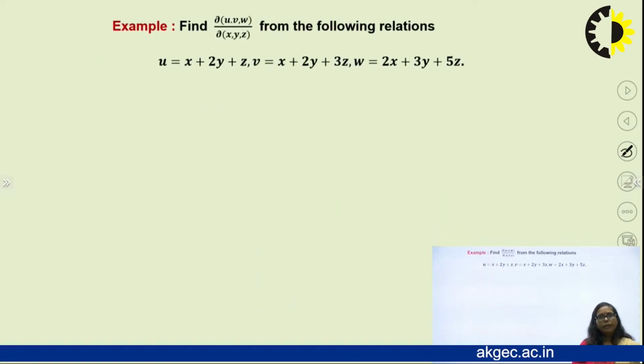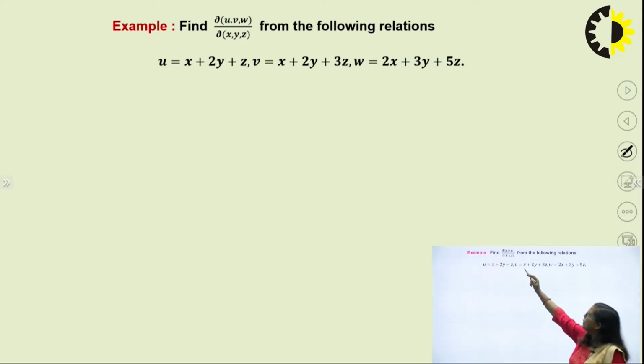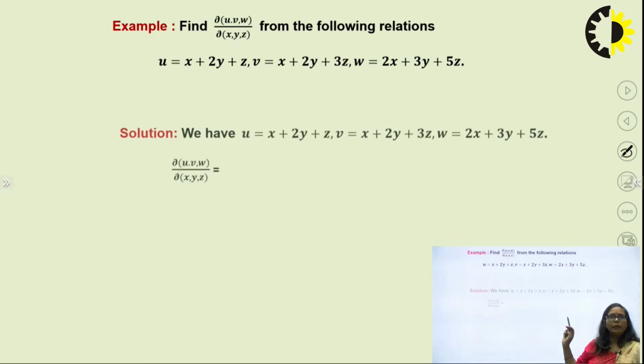Let us look at one example of this Jacobian. The question says find the Jacobian of u, v, w with respect to x, y, z. Here u, v, w are taken as dependent variables and x, y, z are taken as independent variables, from the following relations. The relations given are u equal to x plus 2y plus z, v equal to x plus 2y plus 3z and w equal to 2x plus 3y plus 5z. This is the value of u, v, w.